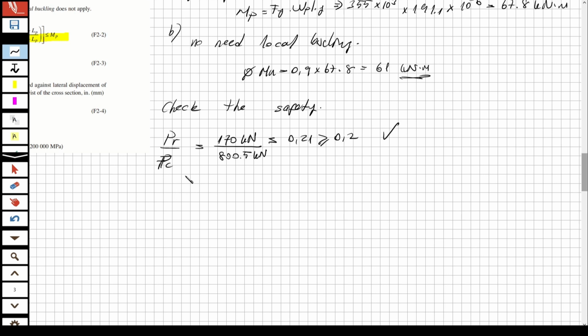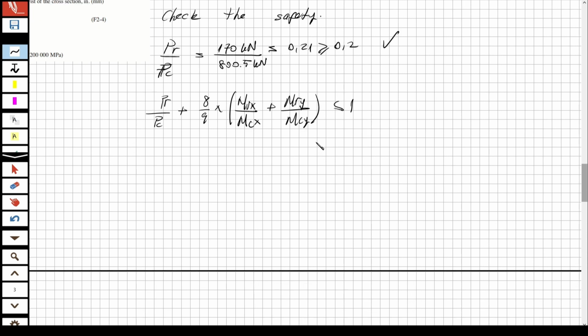So let's do the total check. It's going to be PR over PC plus 8 over 9 multiplied by the moment MRX over MCX, plus the moment at the y direction over the moment capacity of this member at the y direction. The formula is this one. That should be smaller than 1. If it is smaller than 1, it is safe. If it is not, it is not safe.